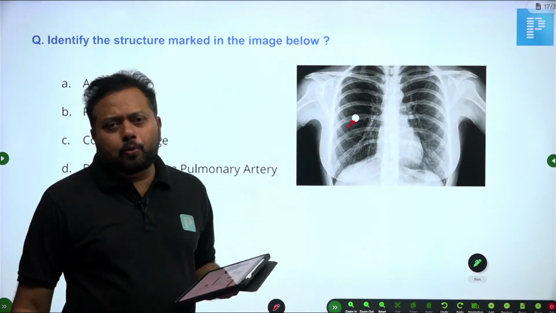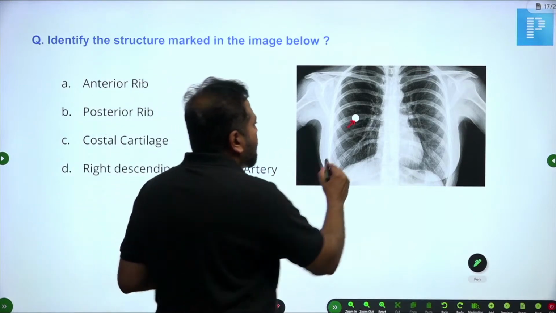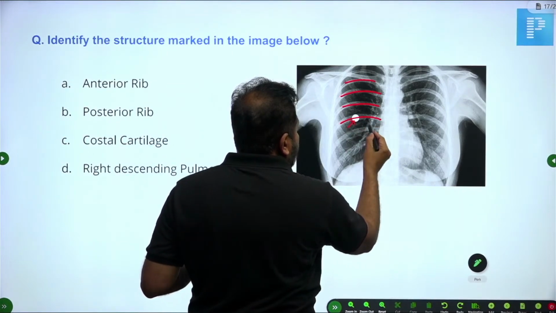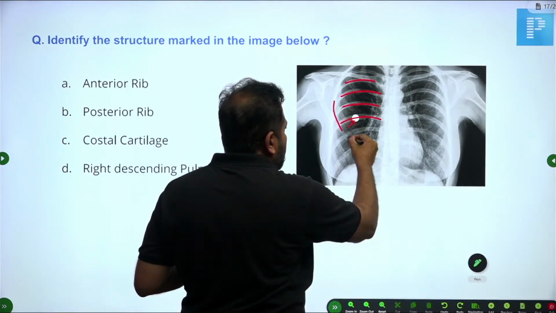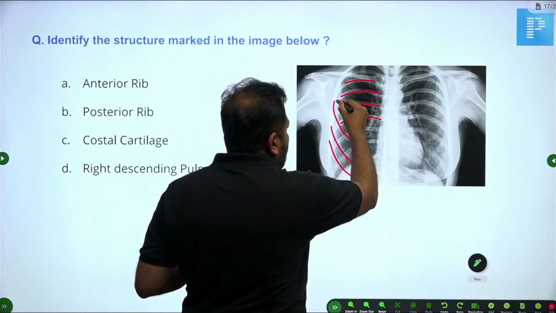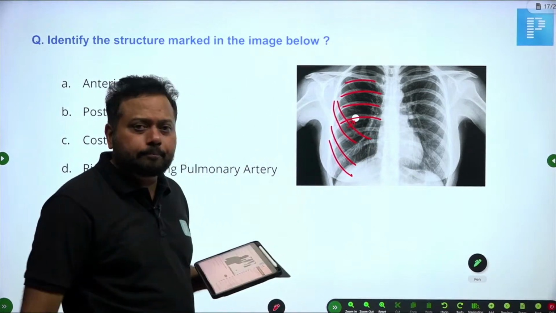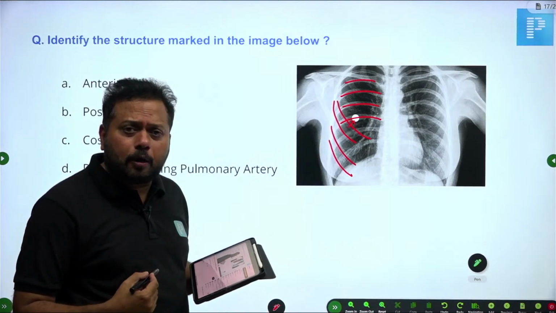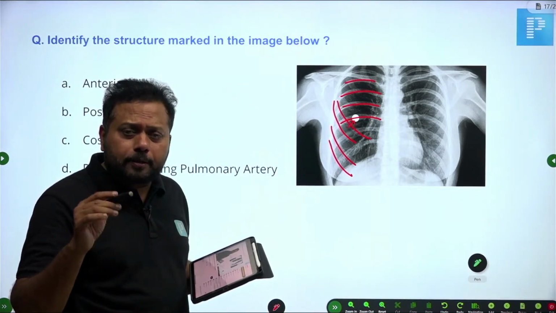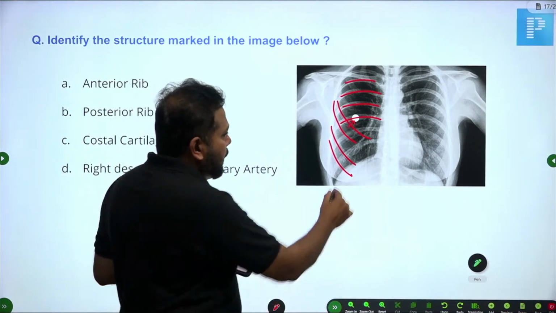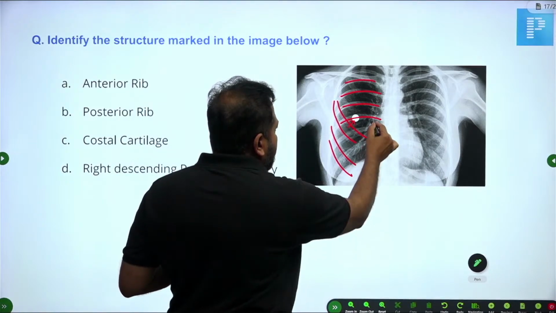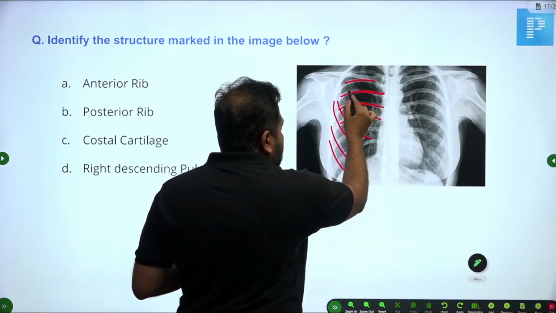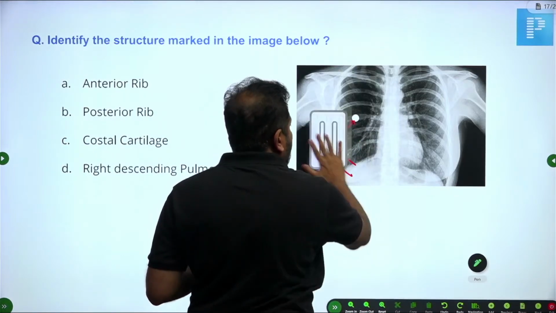This is an AP view, anteroposterior view. When you see transverse bones like this, this is the posterior rib. When you see these oblique bones, this is the anterior rib. An anterior rib is always incomplete because it goes to the costochondral junction. Costo means cartilage, which you can't see on X-ray, so it looks like an incomplete bone. When it is complete and transverse, it is the posterior rib.